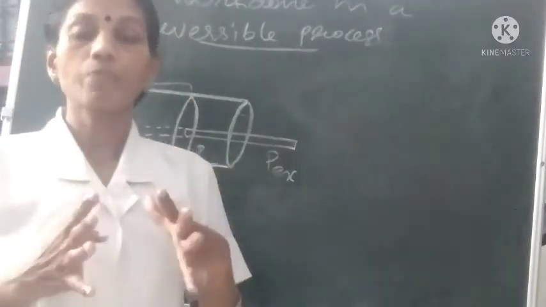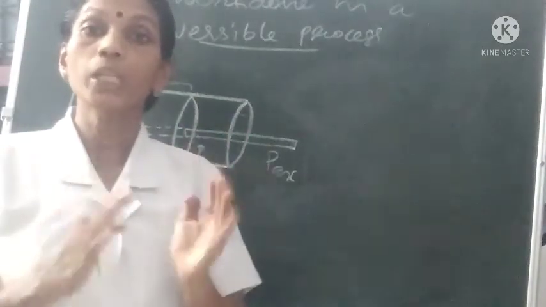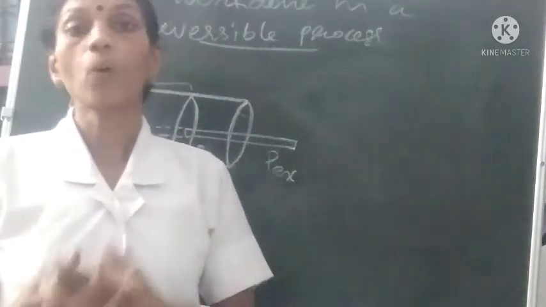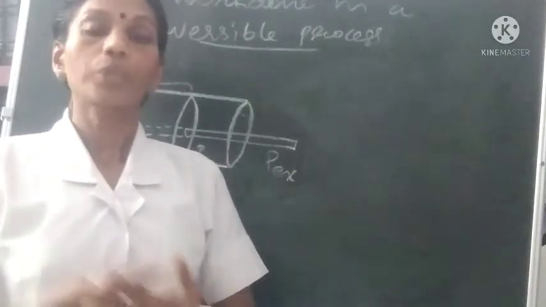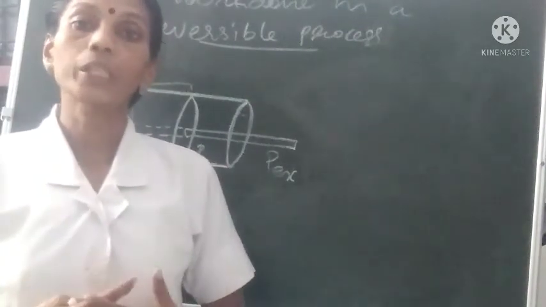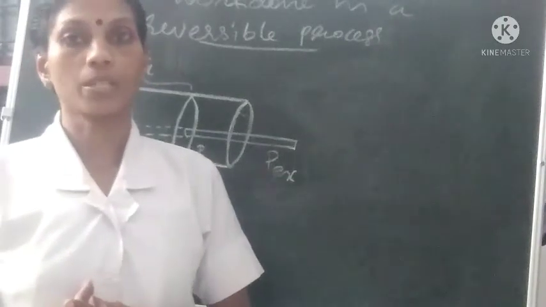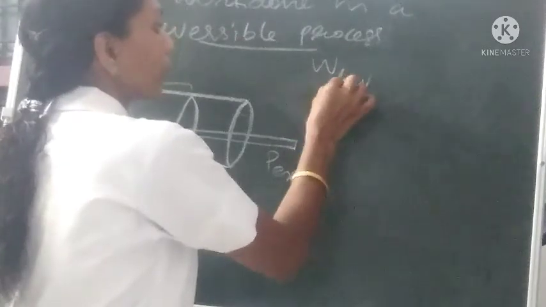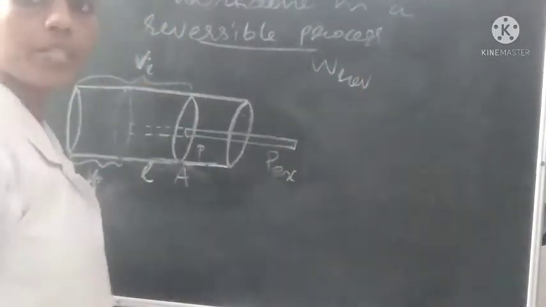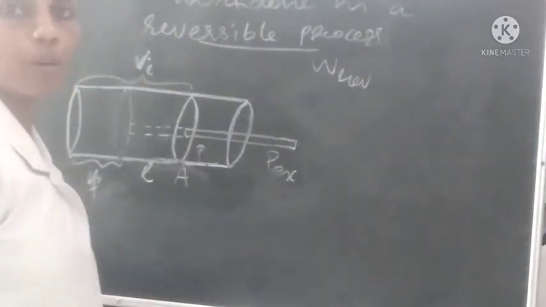Such a process, which is taking place very slowly in an infinite number of steps, can be called a reversible process. So now we can study what will be the work done during the reversible compression of the gas. That work done we can represent as W reversible, that means the work done during the reversible compression of the gas.